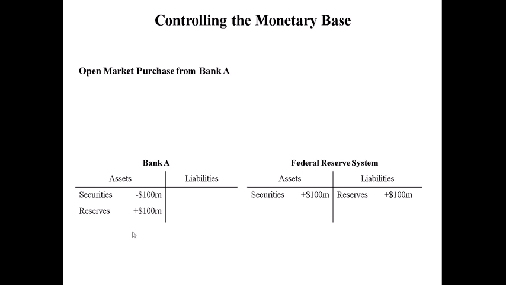Notice that this side of Bank A's balance sheet has not changed, whereas this side, the asset side of the Federal Reserve System's balance sheet, has increased by $100 million, and this side has increased by $100 million. Because this side has increased by $100 million and this side has increased by $100 million, there's no change in the net worth of the Federal Reserve.